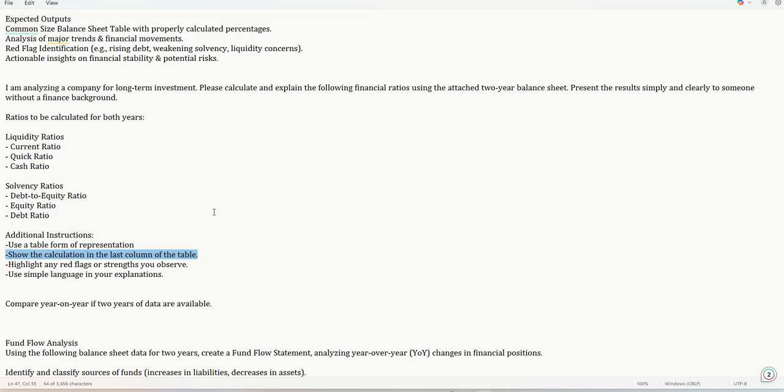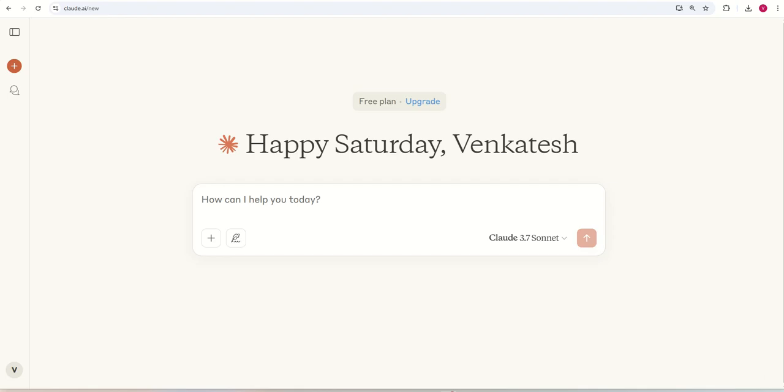Highlight any red flags or strengths you observe. This is a very, very powerful key in any prompting for that matter. If you indicate this, the model is going to highlight you the red flags that it observes or infers. Lastly, simple language for explanation. And for this video, I'll be using Cloud model for explanation.